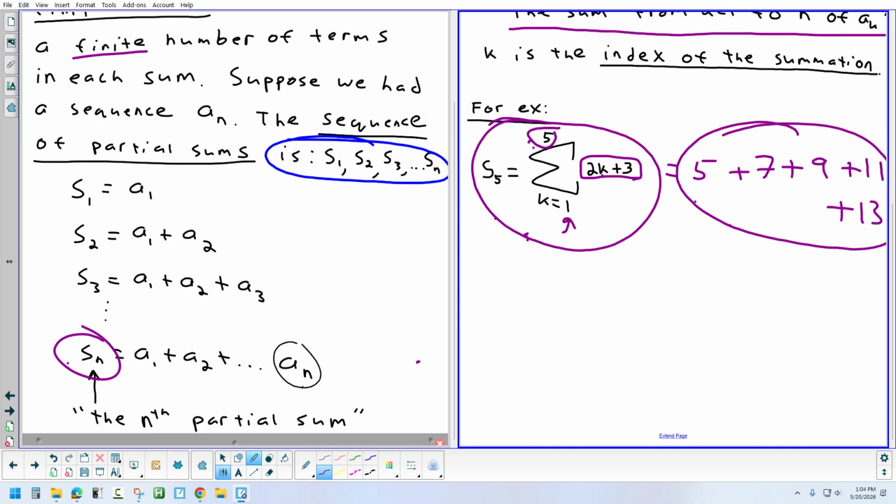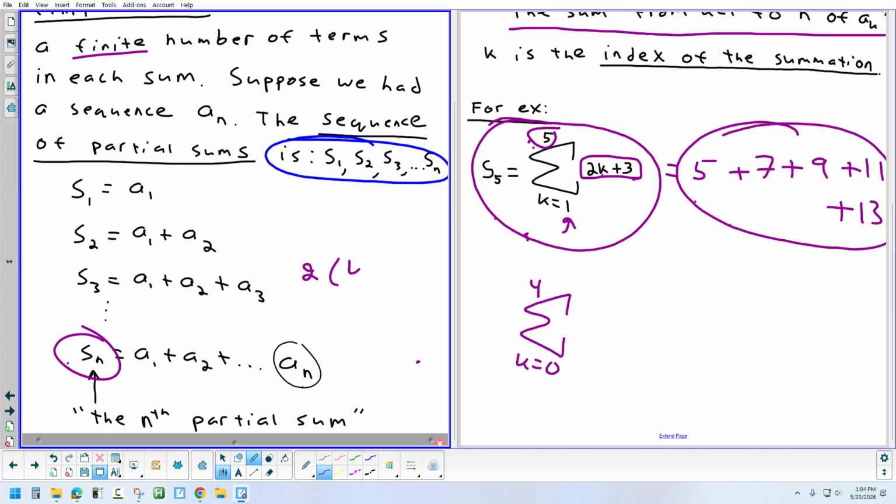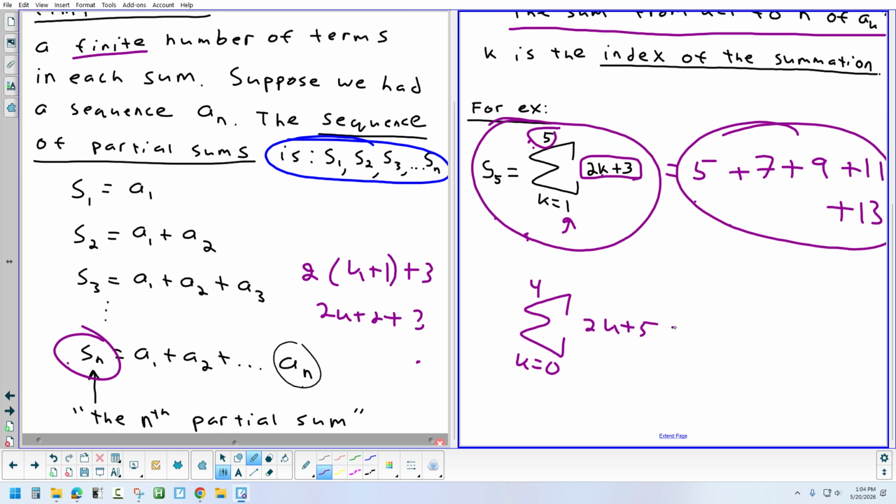Let me show you this. Let's go from 0 to 4. Let's do that one. It's the sum from k equals 0 to 4 of the formula 2k plus 5. What do you get if you plug in 0 for k? What's your first number? Yep, 5.